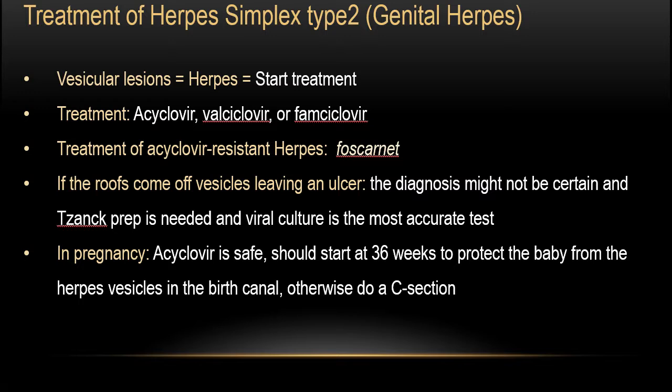In pregnancy, we need to treat herpes infection because you do not want the baby to pass through a birth canal that is full of vesicles. Otherwise, if the birth canal is still full of vesicles, you have to consider CS, cesarean section. But we start acyclovir, which is safe, at the 36th week of pregnancy. We want to clear the birth passages from these vesicles.